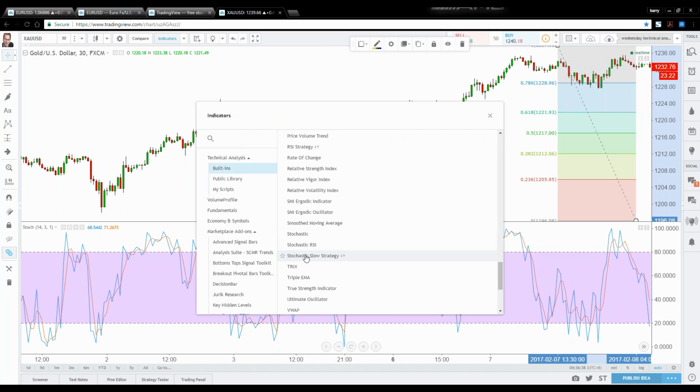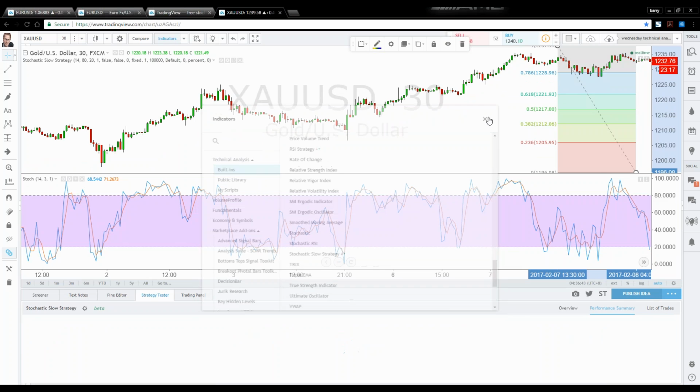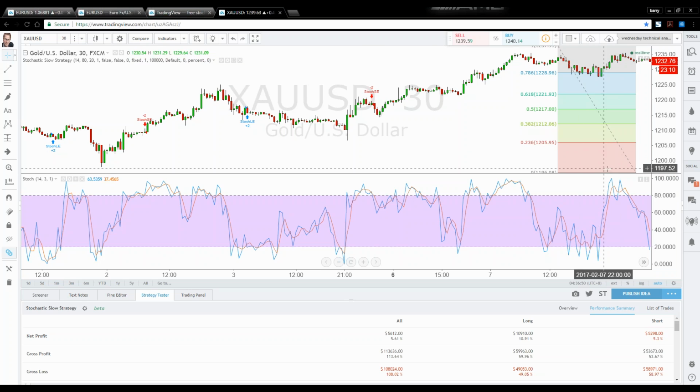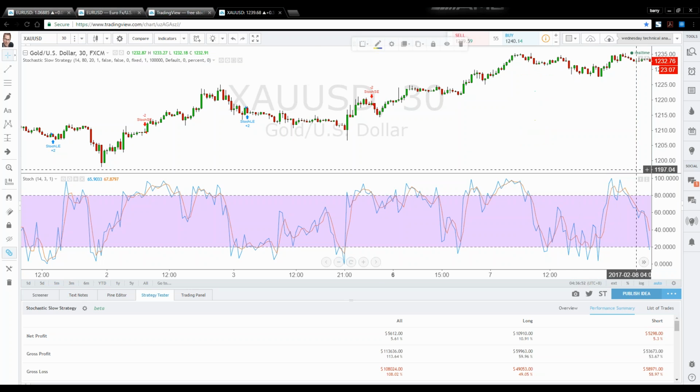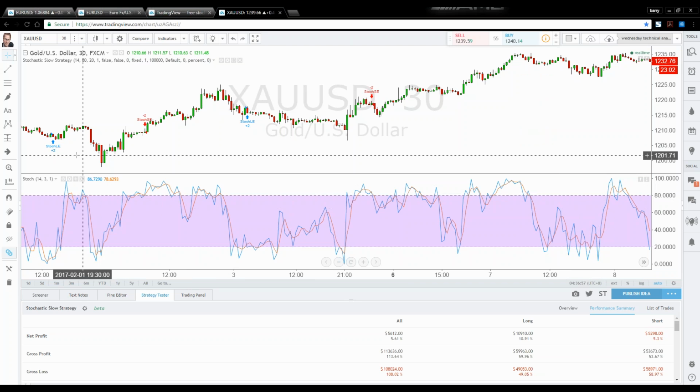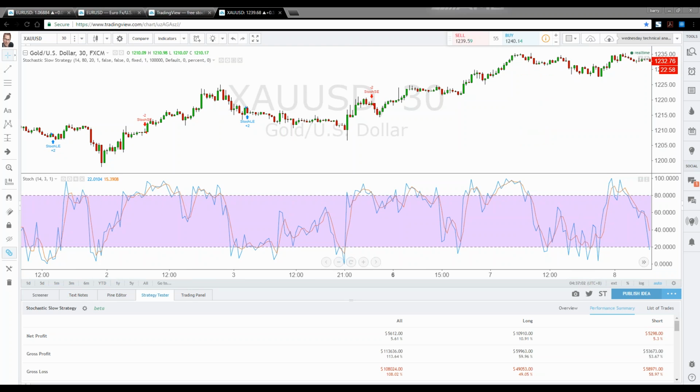And we're going to go over here to Stochastics Slow Strategy. We're going to click on there. And what is done is it's already programmed in. And as you can see on our charts, it's actually putting the points of these on the charts, and telling you exactly what levels they are, tying it back here at this level.